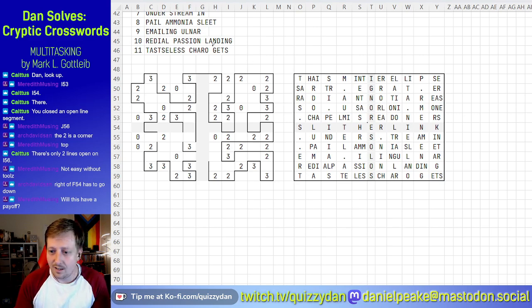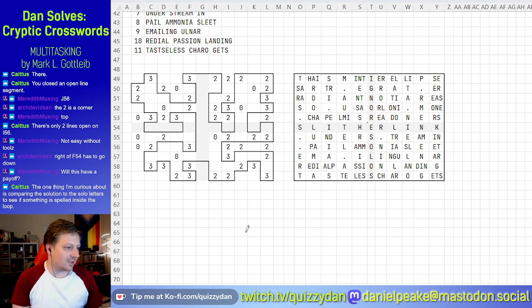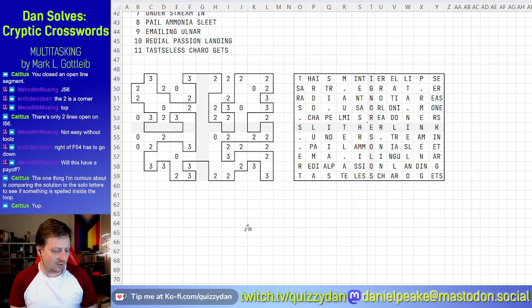Right of F54 has to go down. There we go. Yes, I did that one. Good. So is it just that? I feel like that solves the loop right there. Because that's 3, that's a 3, and that solves the loop.